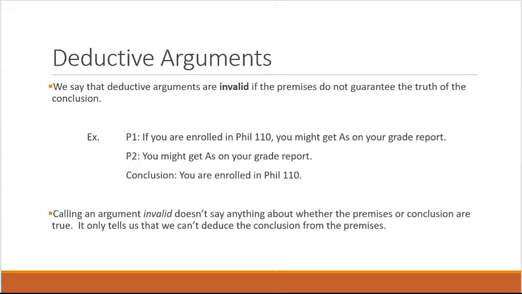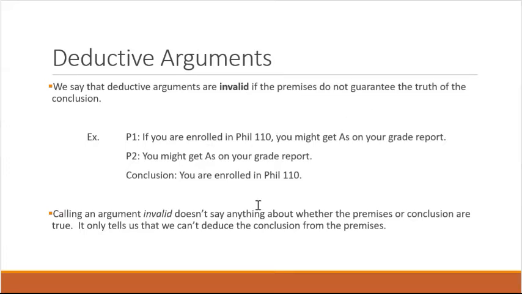Premise 1. If you are enrolled in Philosophy 110, you might get A's on your grade report. Premise 2. You might get A's on your grade report. Conclusion, you are enrolled in Philosophy 110. So, I'm not going to prove this to you right now. We'll get to that in week 4. We'll start proving deductive arguments true or false. But you should be able to look at this and tell that something's logically off, right?